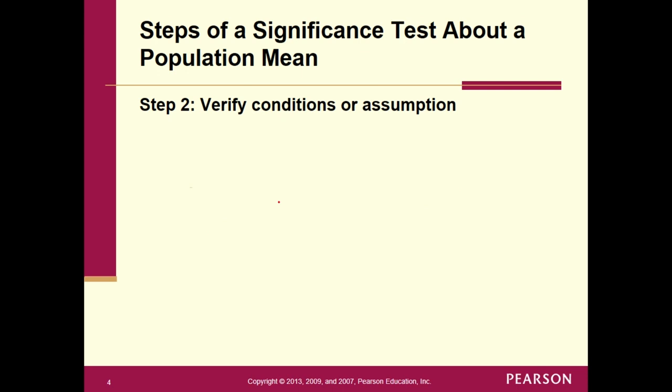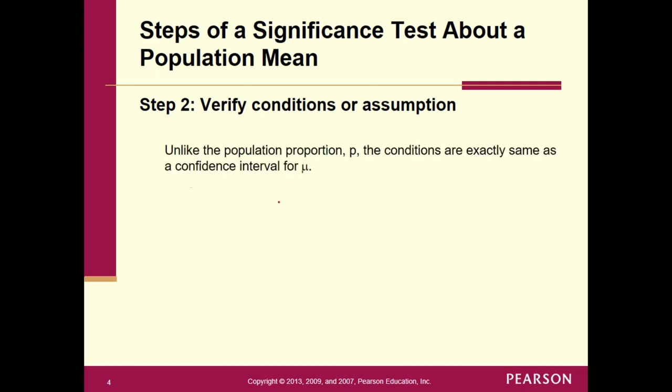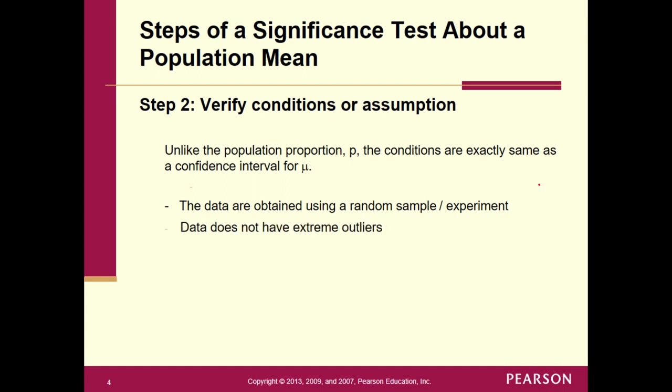Step 2, verify your conditions, or if you have any assumptions. Unlike the population proportion p, the conditions are exactly the same as for a confidence interval for mu. If you recall, with the population proportion p, there are slightly different conditions for a confidence interval and hypothesis testing. The good thing here for mu is that they're exactly the same for confidence intervals and hypothesis testing. So I'll just remind you of those things. The data are obtained using a random sample or an experiment. That's the first condition. The second one is that the data does not have any extreme outliers.